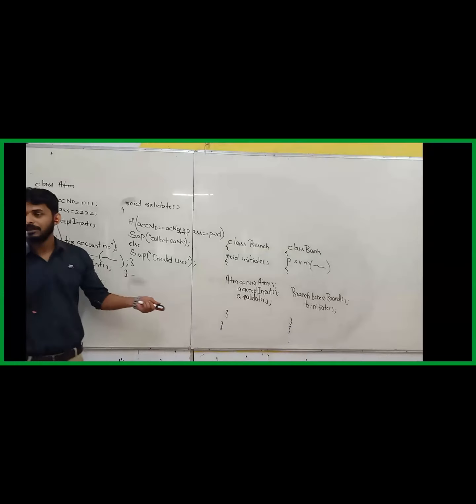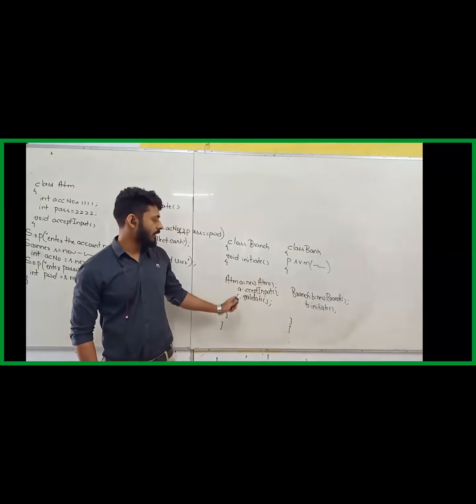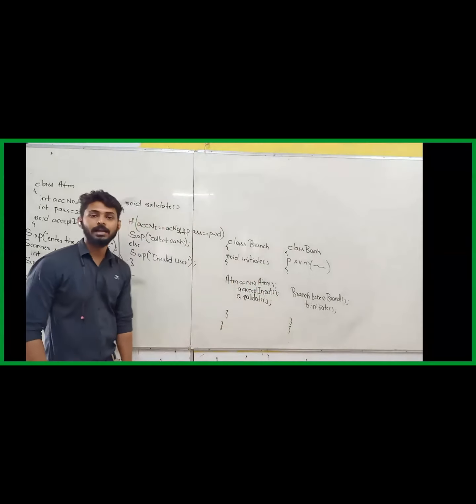So what output will I get? The flow, I believe all of you should be able to understand. From here, initiate, came here, from here accept input and validate. So from there it will come here. This one first, I will ask the user to enter the account number. User will enter 1111. And it will ask for the password, user will enter 2222. Then it will store that and go to validate. Now, what output will it give? Collect cash. That's it. Yes or no?